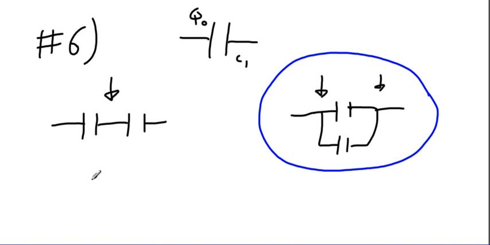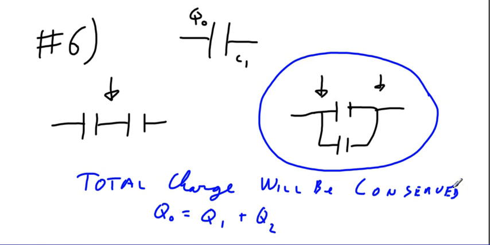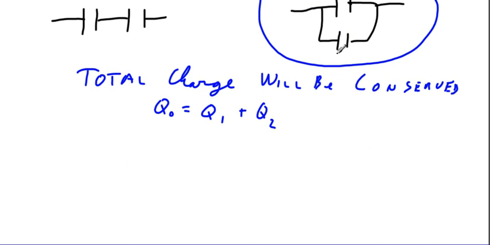All right, so first thing we have to understand is that the total charge is going to be conserved. So that means that Q0, the initial charge, has to be Q1 plus Q2 when I hook them up. Because I'm in parallel, the voltage has to be the same. So V0 is going to be V1, is going to be V2.